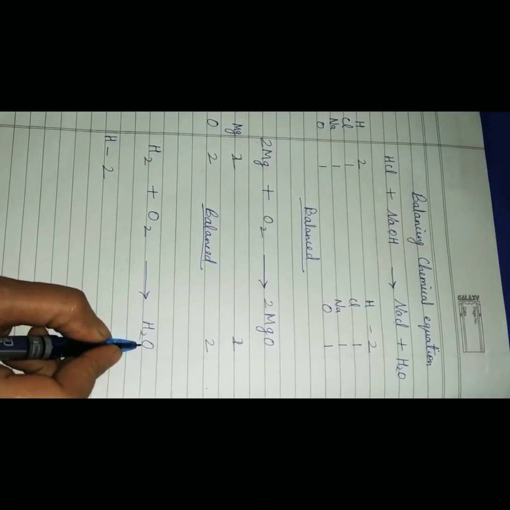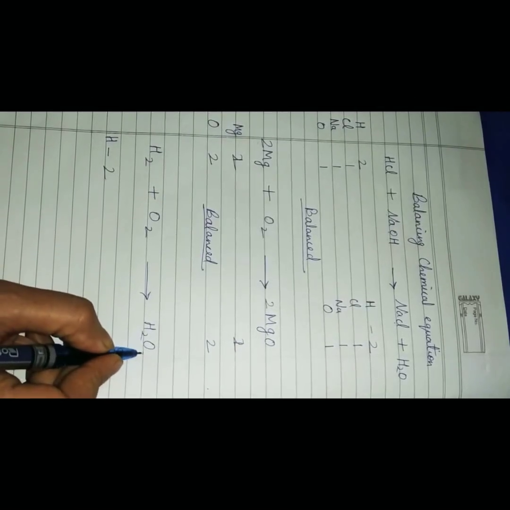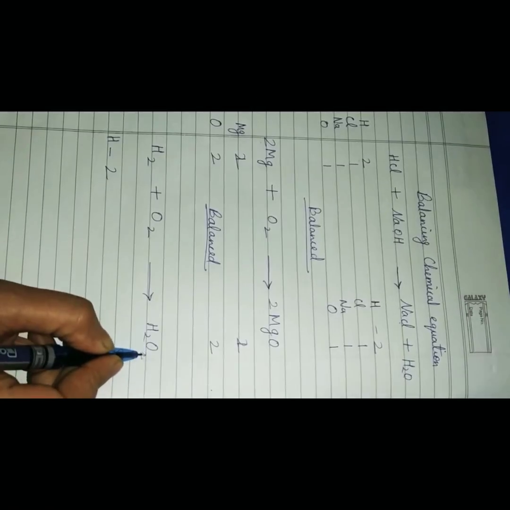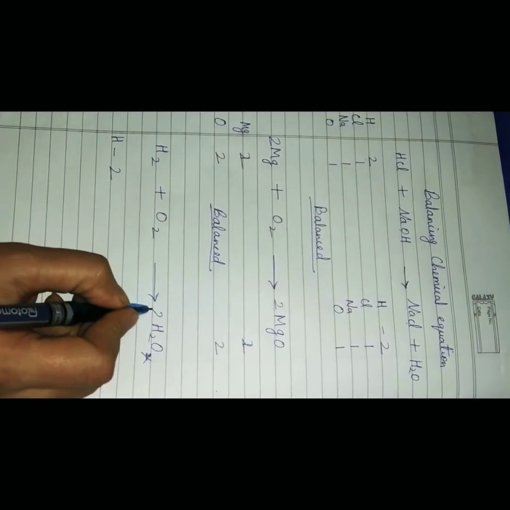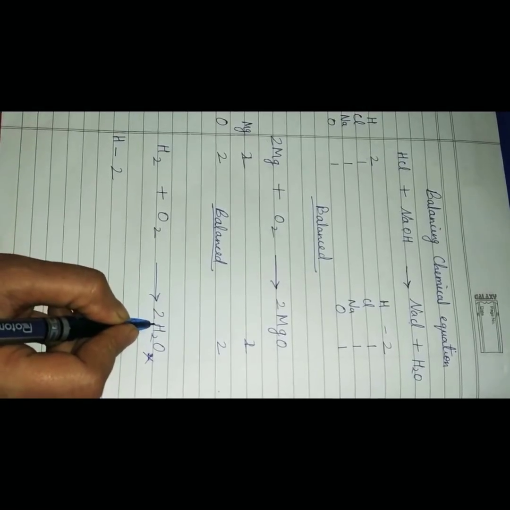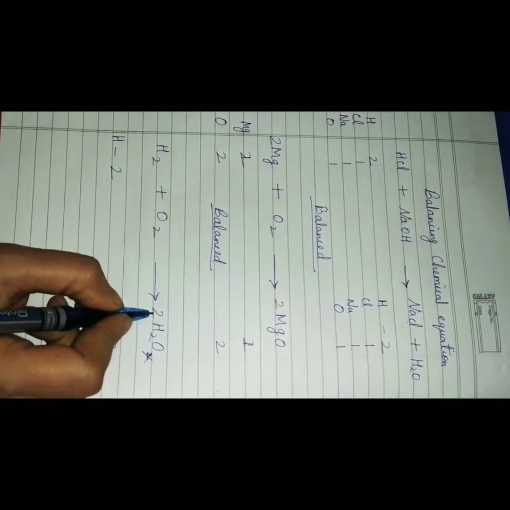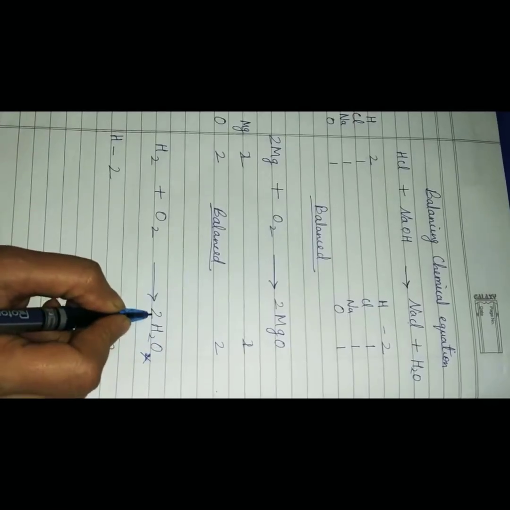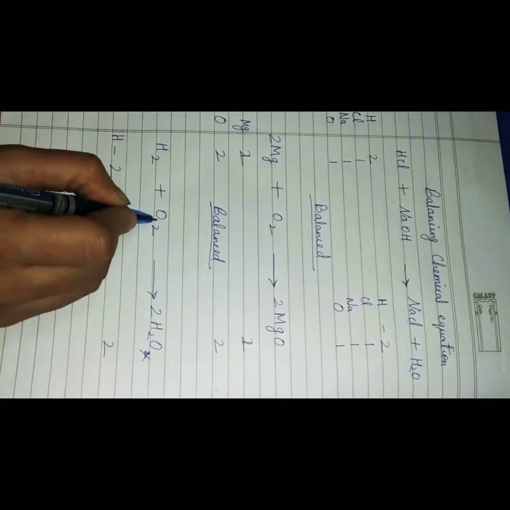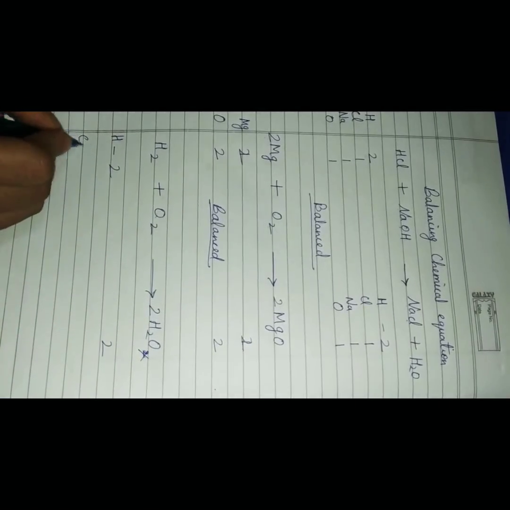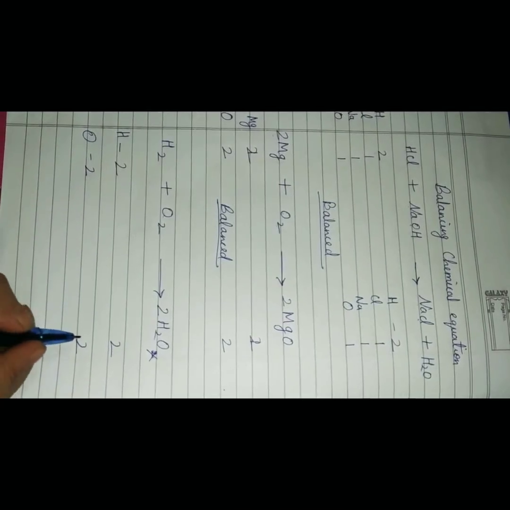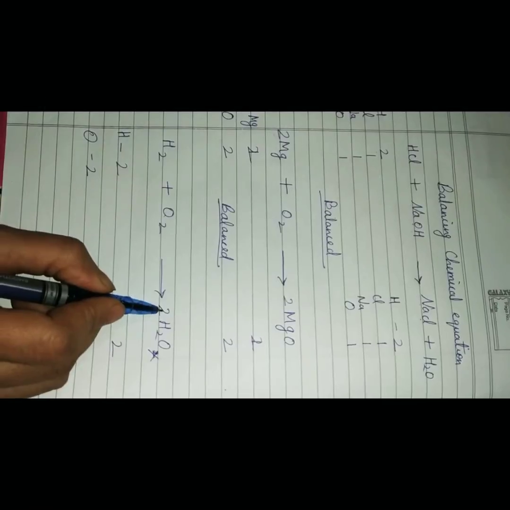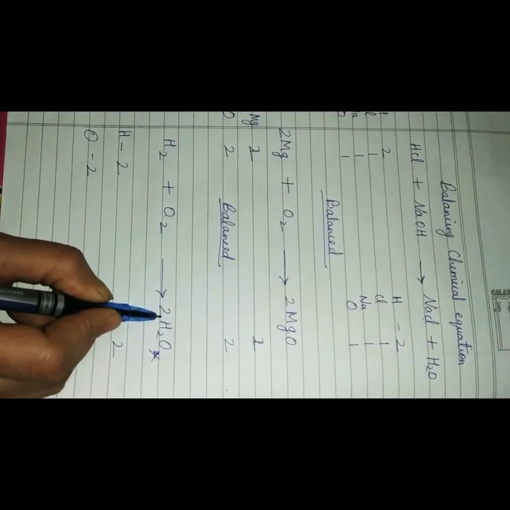So now to make it 2, we can't write 2 here at the base of O. This will be wrong. We have to write 2 in front of this water. So now oxygen becomes 2. 2 into O, 2O. Here also 2O. So now oxygen becomes 2 on the left side and right side also. So oxygen is balanced. But now hydrogen has become 4.